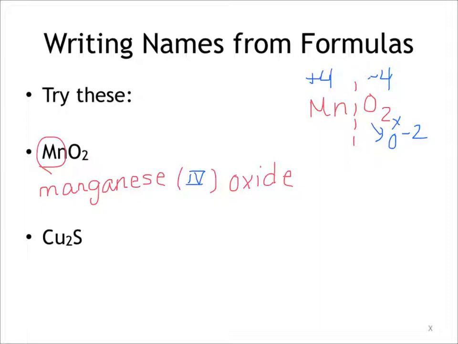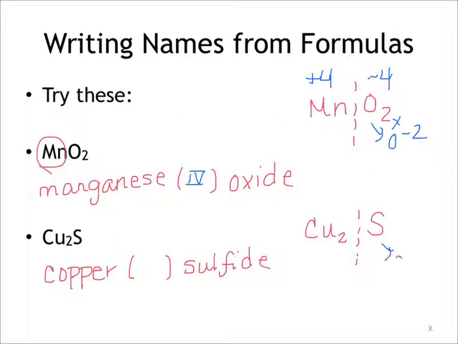The next one is a copper compound. Like I said, we're going to write down what we know first. Cu is copper. It is not in group 1, group 2, or aluminum, zinc, or silver, so I'm going to go ahead and put my parentheses for my Roman numeral, even if I don't know it yet, and then I'm going to write sulfide. Now I'm going to figure out what the charge on the copper is by writing it out.